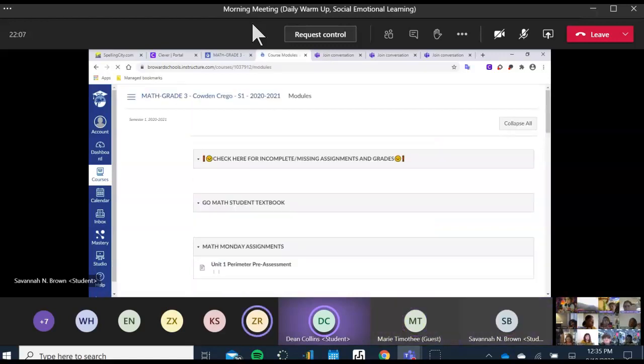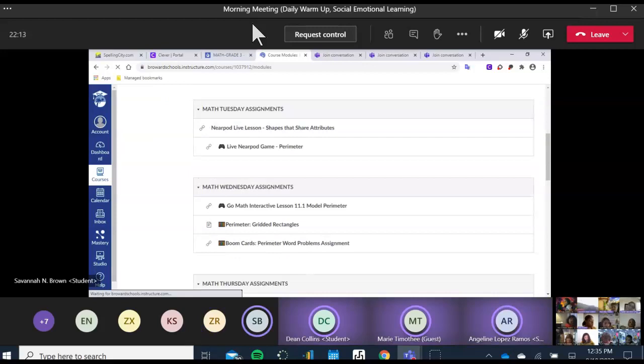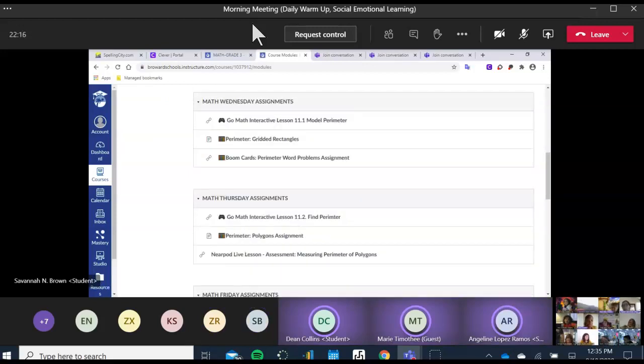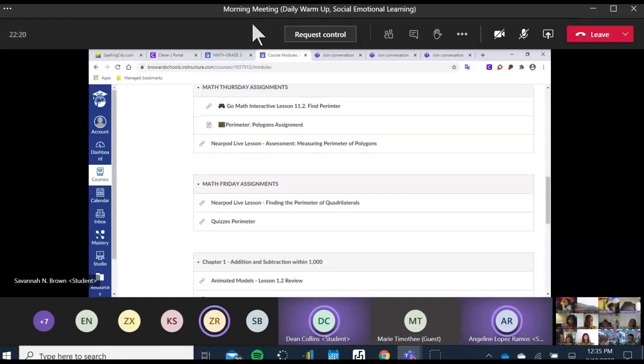Miss Timothy. One second, Angeline. Let me finish with Savannah first. Okay, now go down to Friday. Okay, do you see where it says Nearpod Live Lesson Finding the Perimeter of Quadrilaterals? Right here? Yes. Yes, click on that.